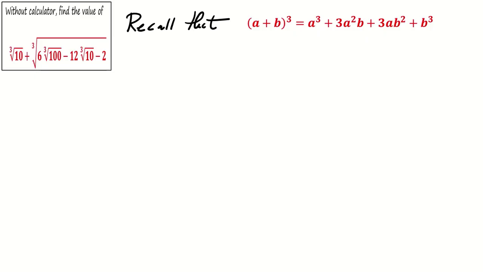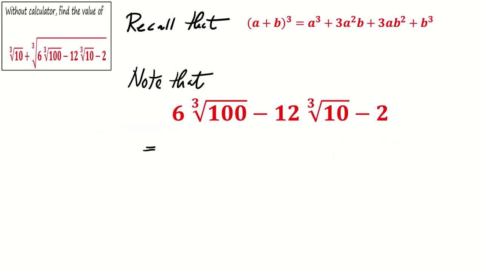Now, write the expression 6 times 100 to the power of 1/3 minus 12 times 10 to the power of 1/3 minus 2 as 3 times 2 times 100 to the power of 1/3 minus 3 times 2 squared times 10 to the power of 1/3 minus 2.